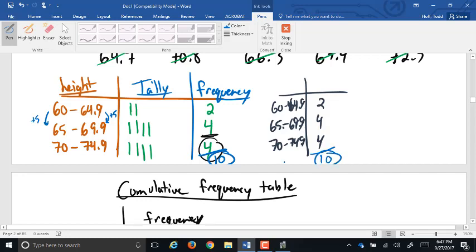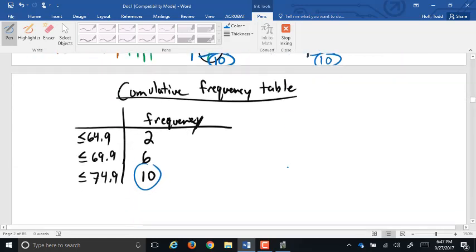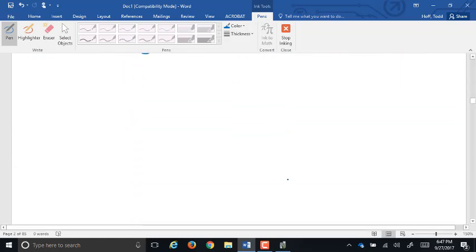Does that make sense? I'm not going to say any more about cumulative frequency tables because this book doesn't use them a whole lot. Again, if this were a formal statistics course, there's a lot of applications for that. But okay, so let's get into some of our calculations.